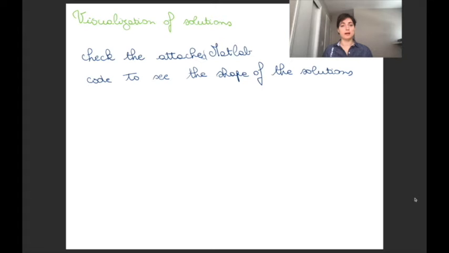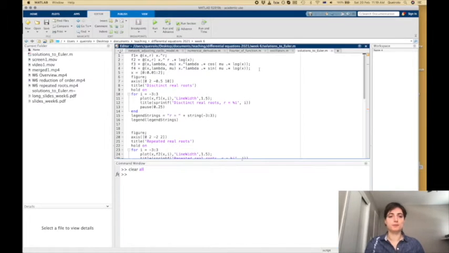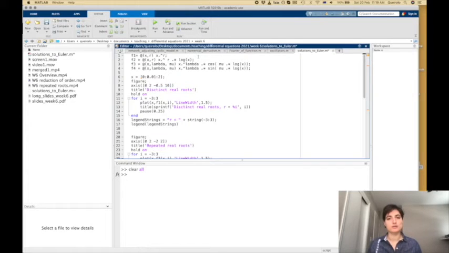I have attached a MATLAB code so you can look at it. This is a MATLAB code that constructs the solutions to the Euler equation. What I mean is not that it solves the Euler equation, it just constructs some basic building blocks that we have developed to see how the solution looks. So the first solution that we have is x to the power r. The second solution that we have built is x to the power r times logarithm of x.